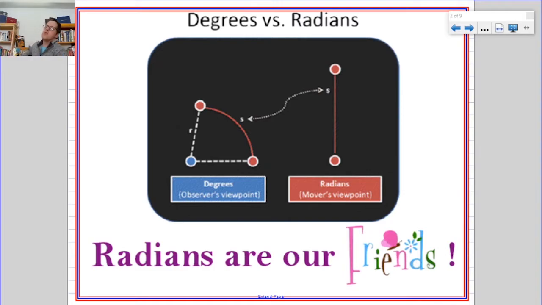Some of you have been introduced to radians before. Some of you haven't. If you're thinking about degrees, you're thinking as if you're standing in the center here, and you're turning, and you're turning, and you're turning. If you're thinking about radians, you're thinking about how far would someone have to walk to get from one end of the arc to the other. In any case, don't fear, because radians are our friends.